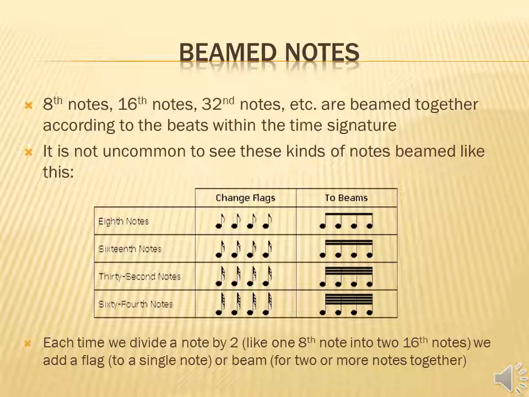Beamed notes. Eighth notes, 16th notes, and 32nd notes, etc. are beamed together according to the beats within the time signature. It is not uncommon to see these kinds of notes beamed like this. Each time we divide a note by 2, like 1/8 note into 2 16th notes, we add a flag to a single note or beam for 2 or more notes together.